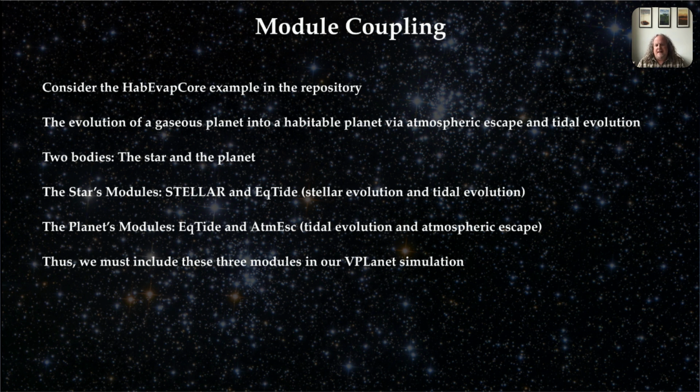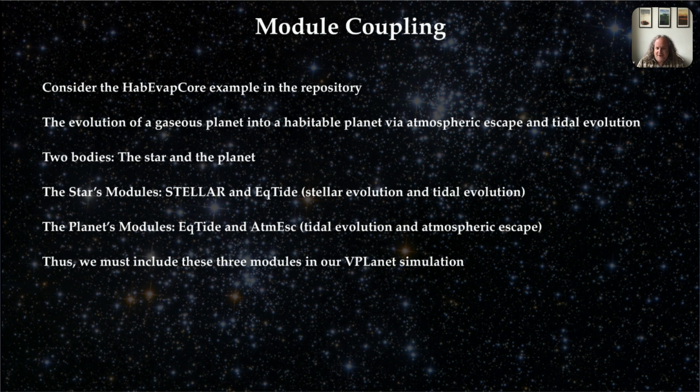In addition, this example includes the tidal evolution of the star-planet pair. Thus, we have a system that consists of two objects that interact with each other, the star and the planet. The star evolves due to both the tidal torque and its natural stellar evolution. Therefore, the star must use the stellar and eqtide modules.